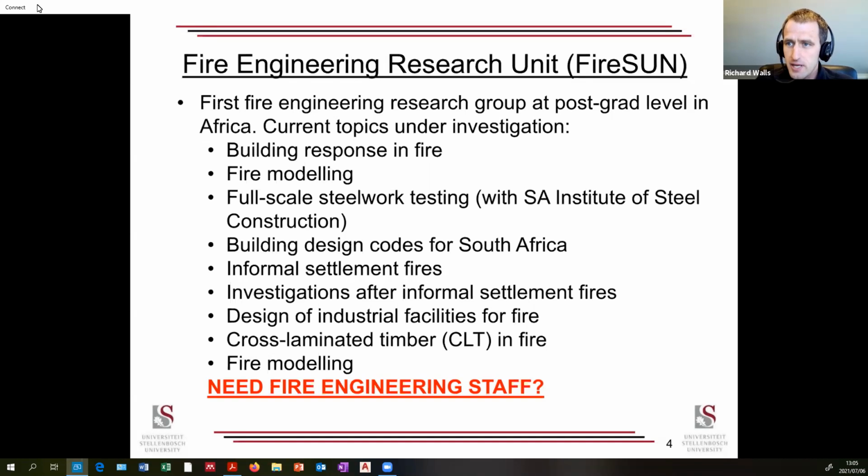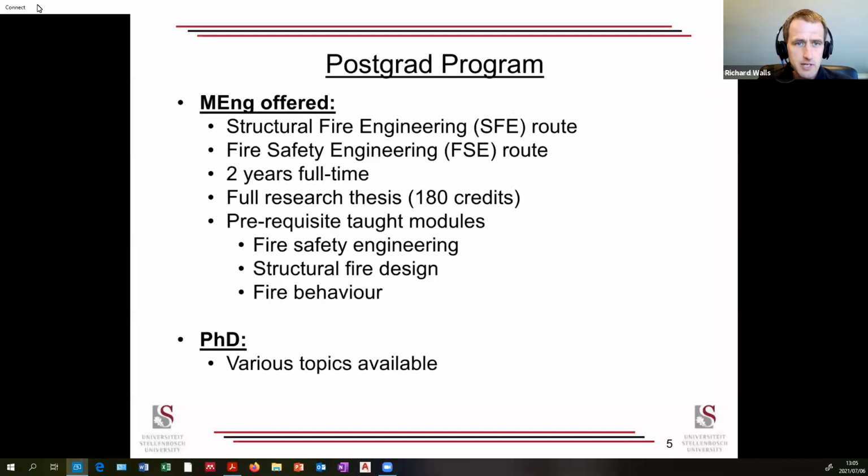We have a team of 8 PhDs and 8 master students, so a fairly big group. Almost 20 researchers working on different topics when you include postdocs, etc. So if you need some staff, get in touch with me. We've got some good people who will be graduating this year. We have an MEng program in structural fire engineering, or a more traditional fire safety engineering. It's 2 years full-time, a full research thesis. And then we've got fire safety engineering, structural fire design, and fire behavior. Those are full postgraduate modules, 15 credit modules.